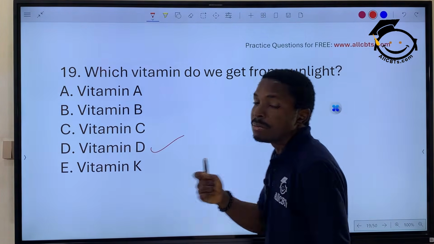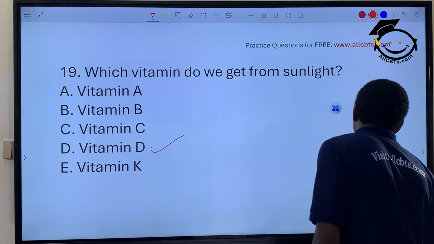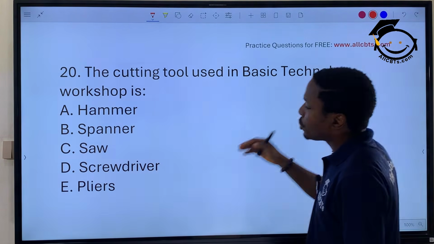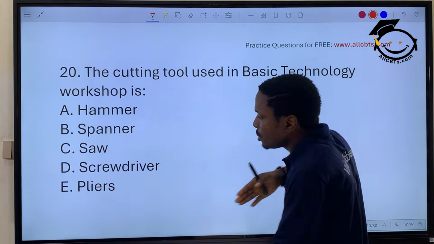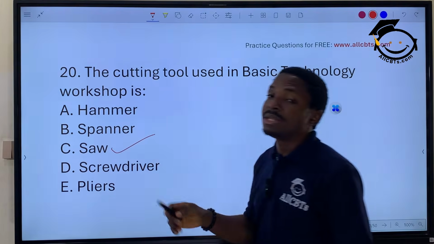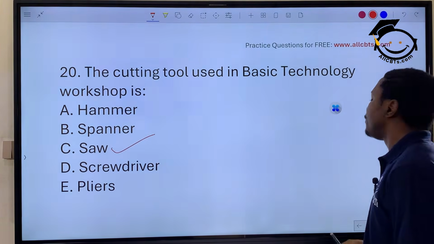Okay, we get vitamin D into our skin, through our skin from the sun. And then question 20. The cutting tool used in basic tech workshop is what? The saw. You use saw in basic tech workshop for a number of things.